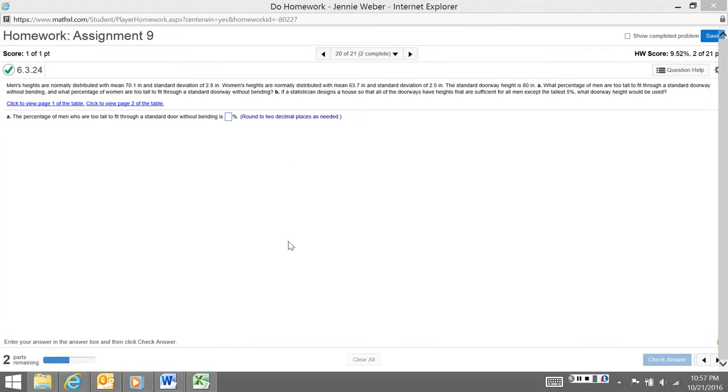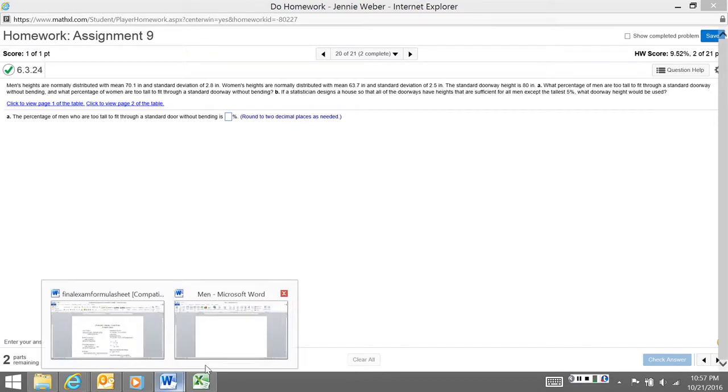Okay, we're told that men's heights are normally distributed with a mean of 70.1 and a standard deviation of 2.8. Women's heights are also normally distributed with a mean of 63.7 and a standard deviation of 2.5. Okay, makes sense. Women are shorter than men, but have less variability because you have less room to move. Standard doorway height is 80 inches. What percentage of men are too tall to fit through a standard doorway, and what percentage of women?